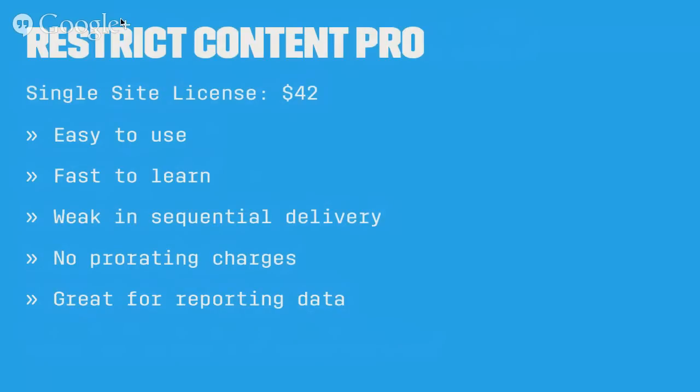So the first one, this was the first one that I ever tried. It's called Restricted Content Pro, and it is a single site license, costs $42, and then it goes up from there. If you want 2 to 4 sites or something, then it's only like $35 per site, and then it's got a tiered pricing structure. But this is one where you basically just want to restrict content on your current website.